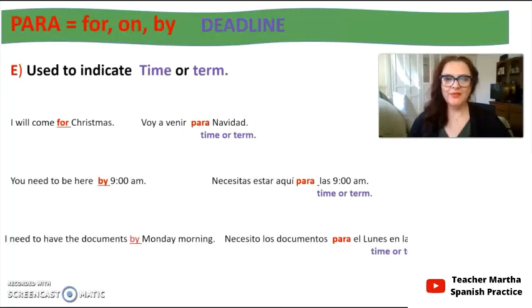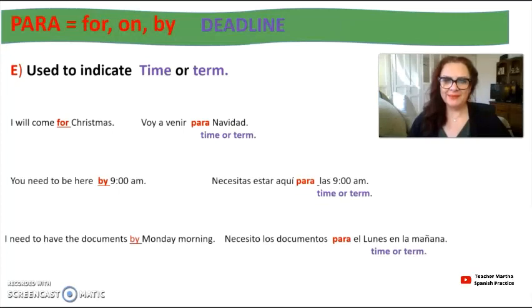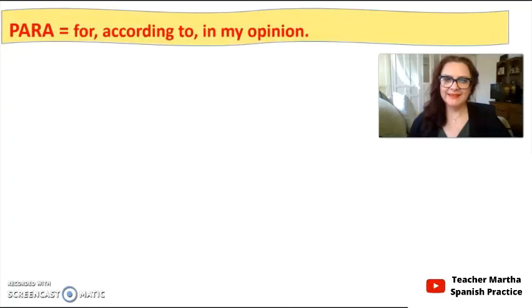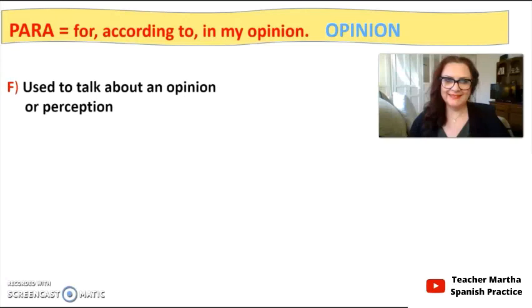I need to have the documents by Monday morning. Necesito los documentos para el lunes en la mañana. Time or term. Para. For, according to, in my opinion. Talk about an opinion or perception.